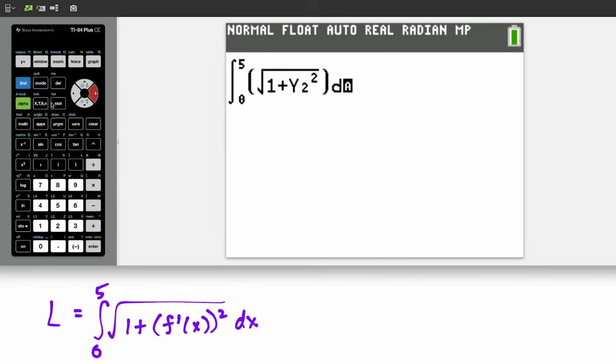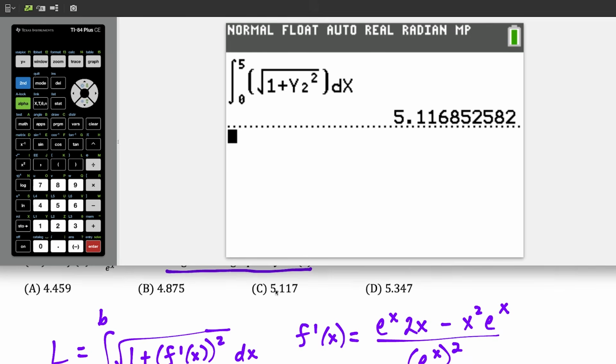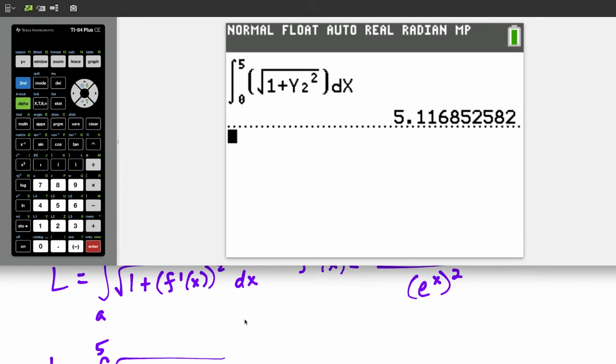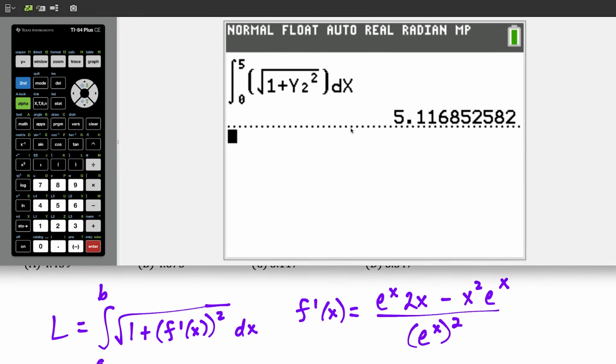And I do this, and I just tack on the x for the dx, and this is going to give us our solution right away, okay? So our solution is 5.117. But let's say you want to do this the longer way. Let's say you found the derivative by hand. But if you get a calculator, please just use the shortcuts because it's going to save you a lot of time.